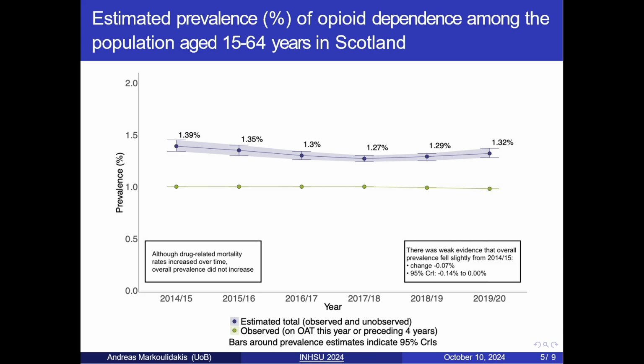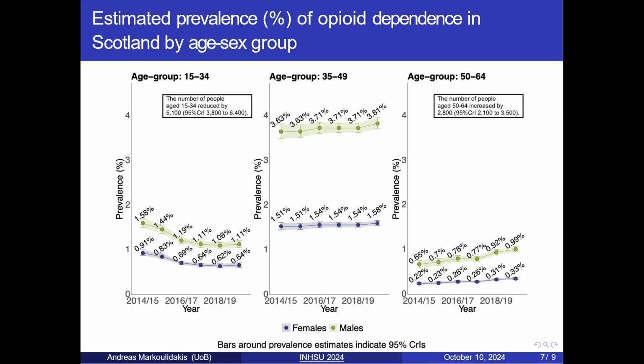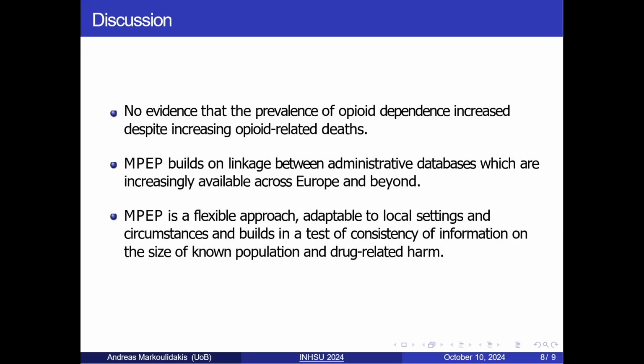Despite the increase in the number of events and the increase in the mortality rates during the past 10 years, we don't see a massive change in the opioid-dependent population, the total number of opioid-dependent population throughout the 6-year period. There is weak evidence that the prevalence actually might be going down, but might not. The population is aging, and we hope we can implement the same model in other locations with appropriate administrative data.